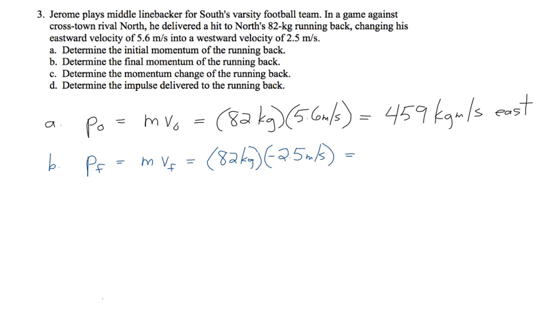And so if you solve that, the answer comes out to be negative 205 kilogram meters per second. And the negative means west. All right? So you can just leave it as negative. You don't have to write the word west because negative to me would tell me that that means west. If they're giving me directions in terms of east and west, and one answer is positive and one's negative, I know the positive is east and the negative is west.